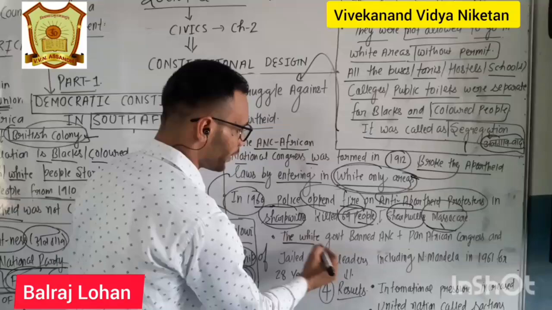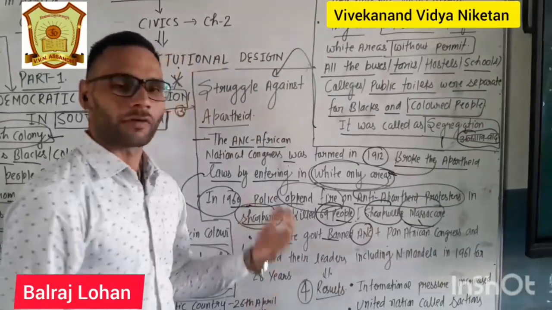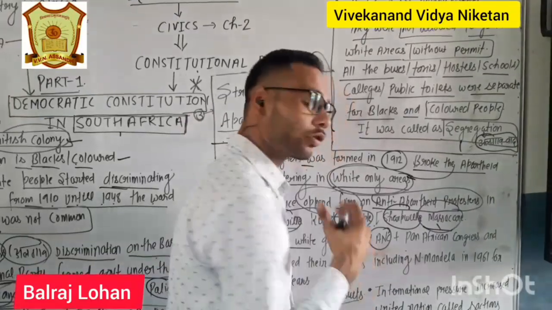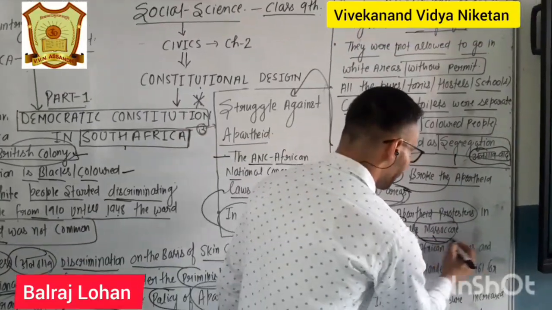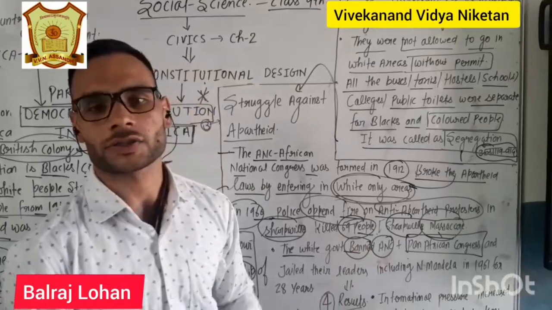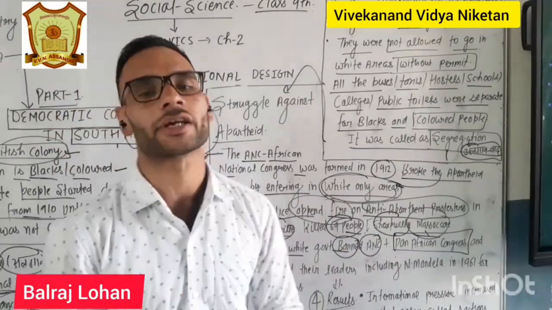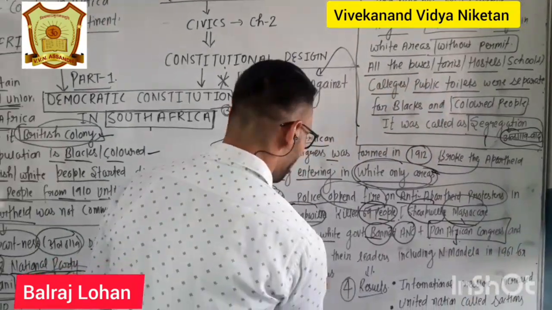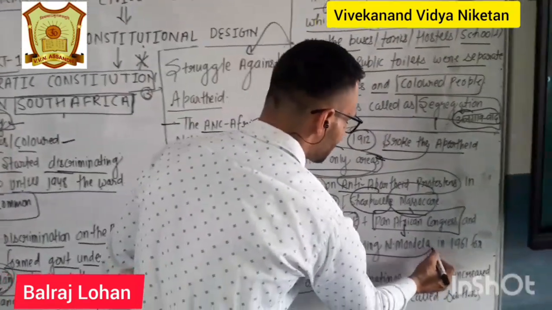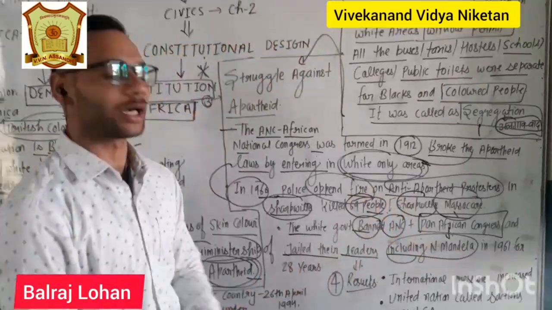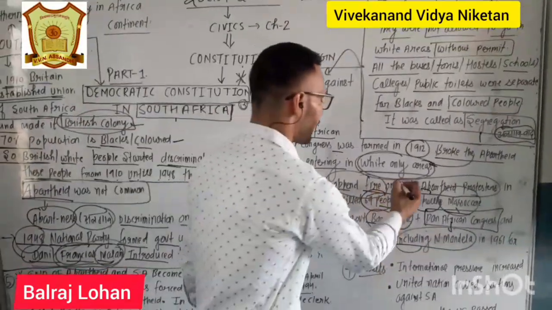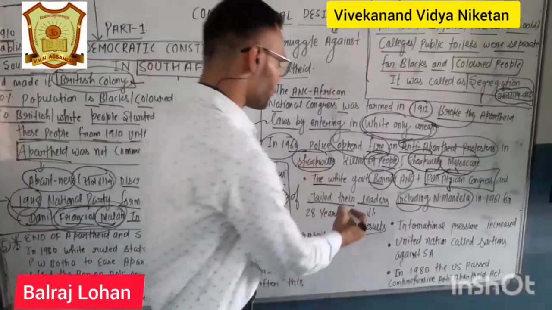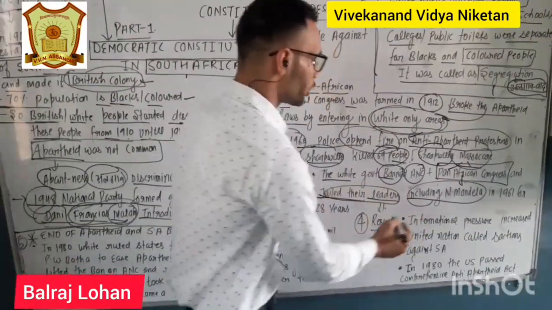So the white government banned the ANC, means the white people of the British government banned the ANC. And the Pan African Congress, these are two organizations. First is the ANC, African National Congress, and second is the Pan African Congress. They jailed their leaders, including Nelson Mandela. Means those who were the leaders of the ANC and the leaders of the Pan African Congress were jailed, including Nelson Mandela.